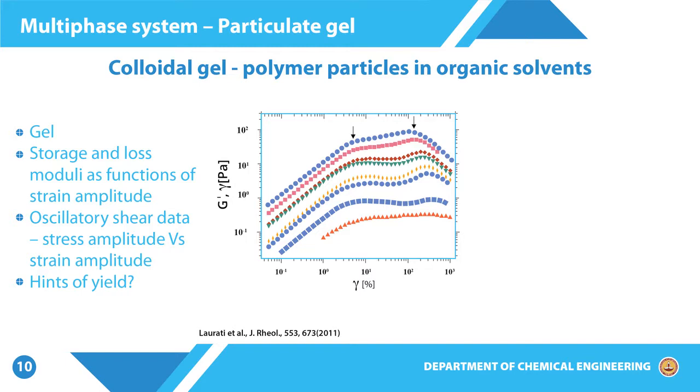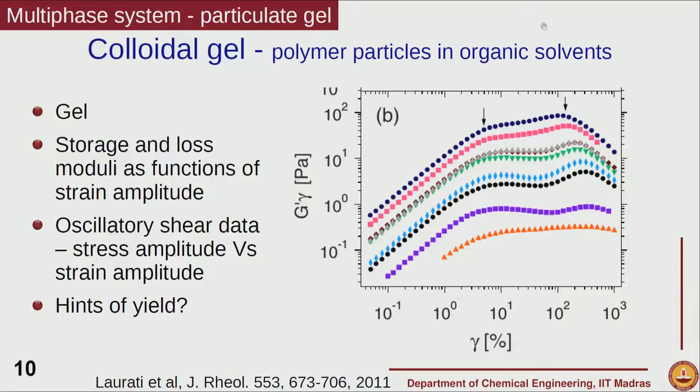The phenomena of yield and of the microstructure changing due to large deformations is one of the significant areas in rheology today also, where we try to understand the relationship between the microstructure and the rheology by making a hypothesis of what the microstructure is and how it changes as a function of shearing. And so, these are possibly hints of yield processes that are being observed in these polymer particles in organic solvents.